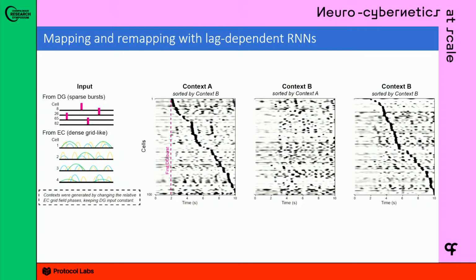And the answer is yes. If you have some background grid cell activity and then you give bursts of dentate gyrus-like, very sparse bursts of activity to these cells, you'll start these chain reactions that form these sequences. And importantly, all you have to do to have a remapping event occur is change the phase of this background grid cell activity.